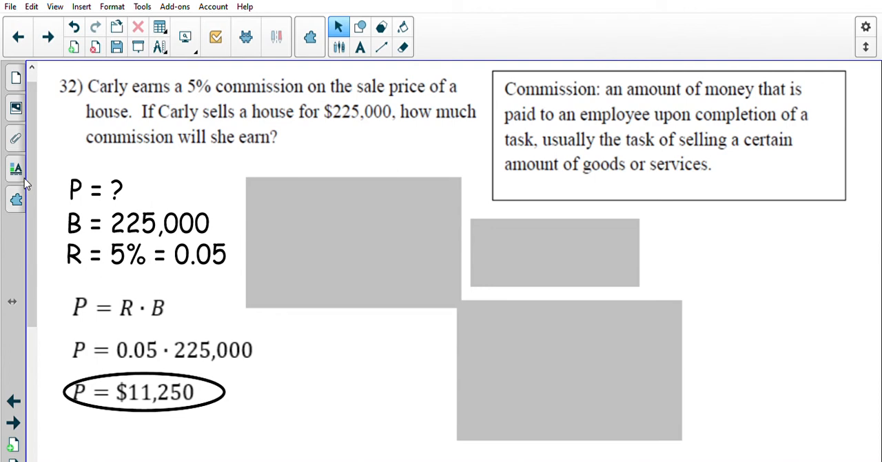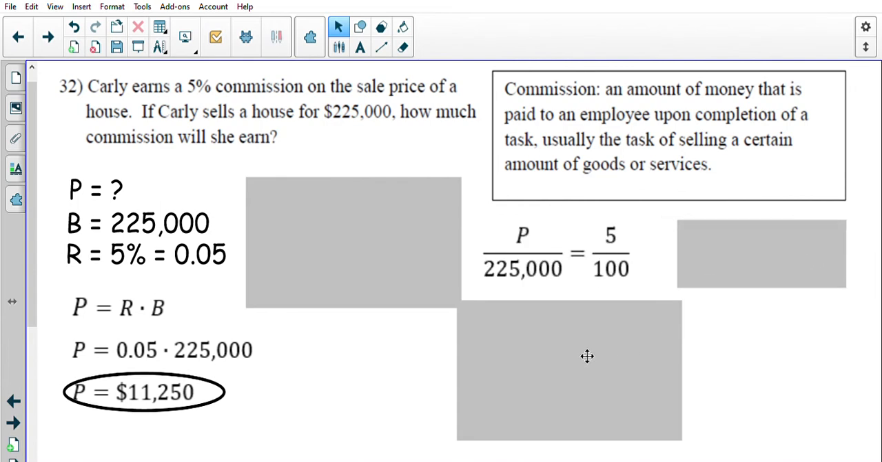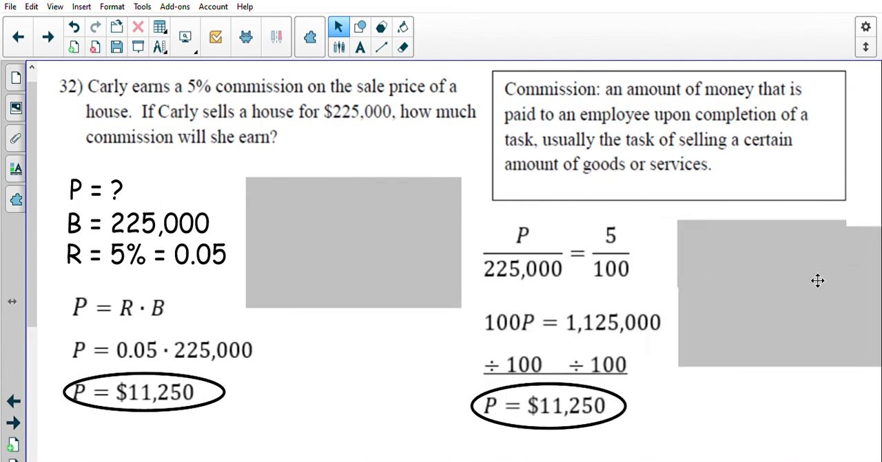You may even go some months without earning any commission because maybe you don't sell any houses or any cars. I did do the percent equation. I lie, or percent proportion. It's over here on the right hand side. I'm silly. So we have P over 225,000 equals 5 out of 100. Cross multiply, notice how big the numbers get, so be really careful, but we still get $11,250. So same answer. Either way, we just need to recognize again that the part is our unknown, not the base.